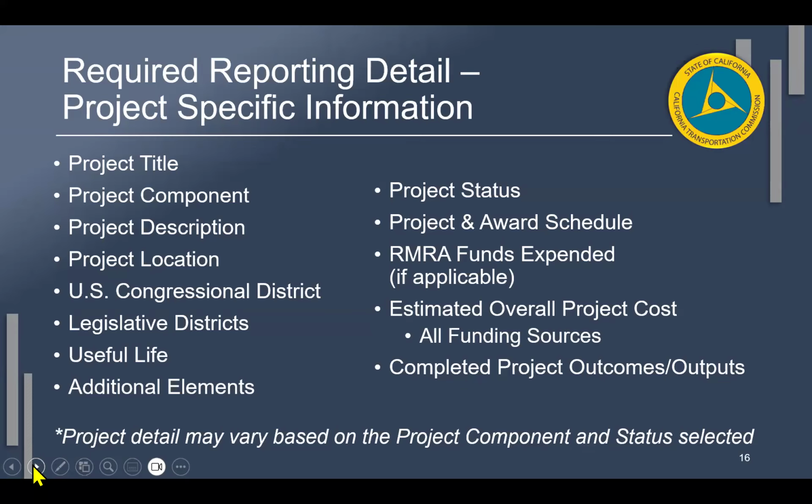Then your US congressional district needs to be updated and entered, and your legislative districts, that's Assembly and Senate for the state, useful life, minimum, maximum, additional elements, which we highlight what those are in the system. It's also identified in our guidelines. Project status. So again, is it complete, in progress, carried over, forecasted, or no longer? RMRA funded. Project and award schedule. So this is, what is your project schedule? And then if it was an awarded contract, like when's the award or when was it awarded, right?